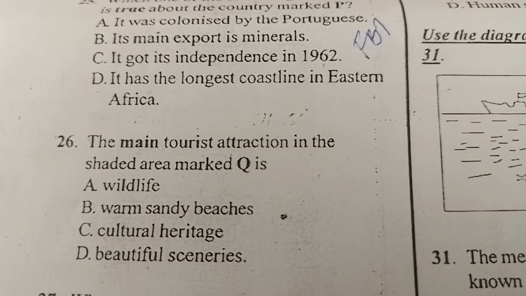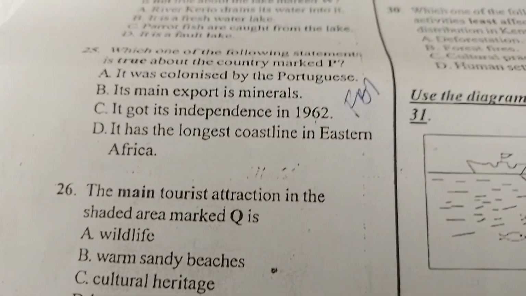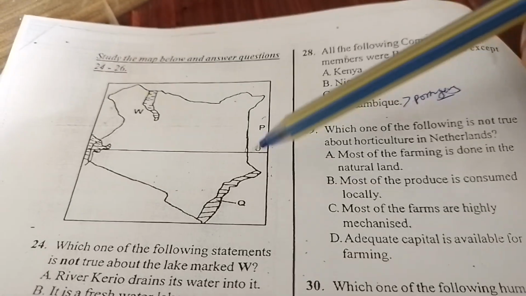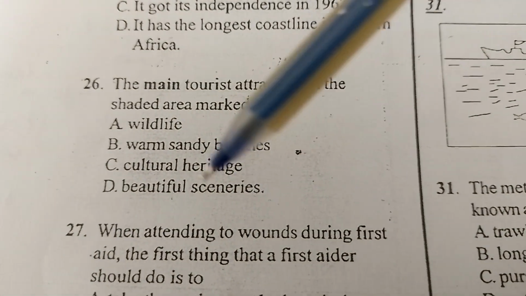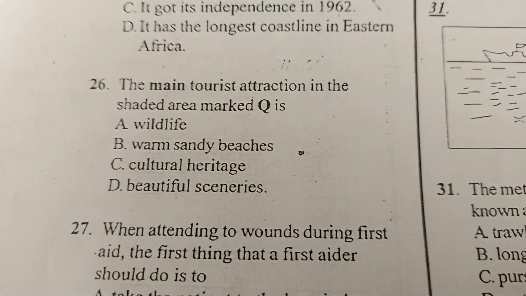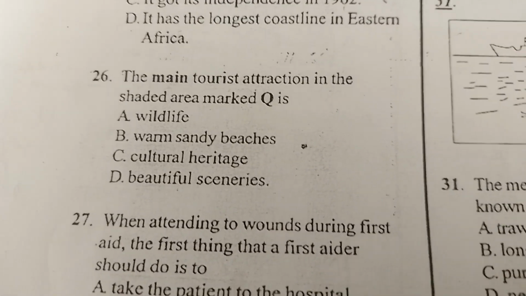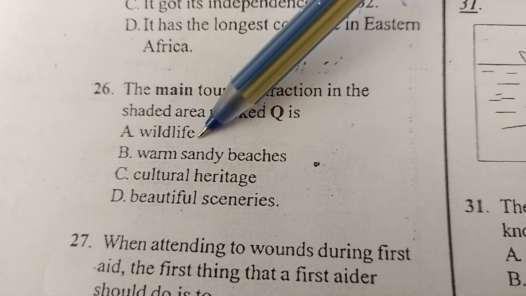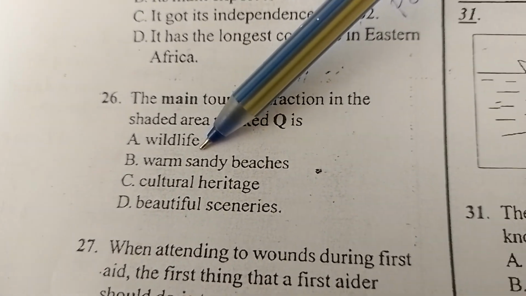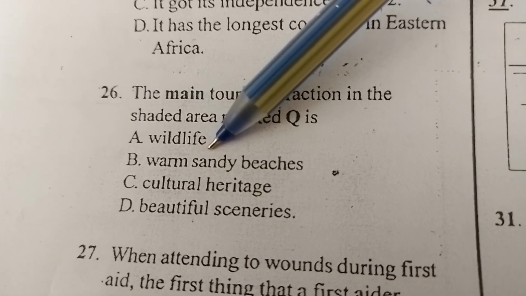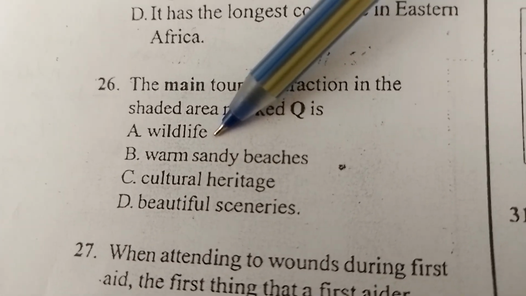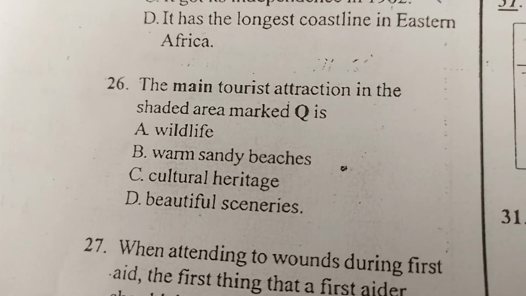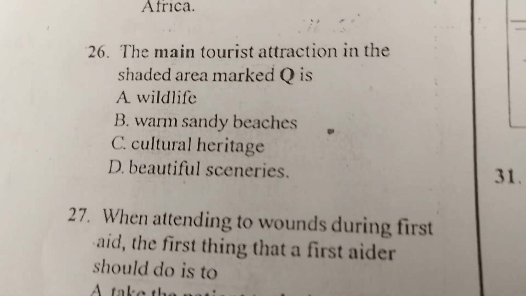The main tourist attraction in the shaded area marked Q. Where is Q? Q is along the Kenyan coast. You have sand beaches, the warm sand beaches along the Kenyan coast. Wildlife, of course, is in Kenya. And how can we promote wildlife in Kenya, boys and girls? Tourism, we said within Kenya, we lower the charges to promote domestic tourism. International tourism, we do what we call vigorous advertisement.